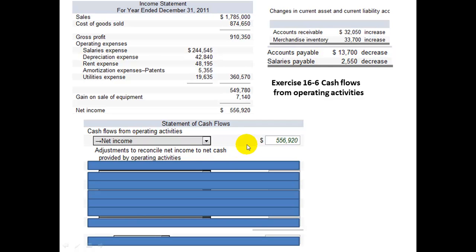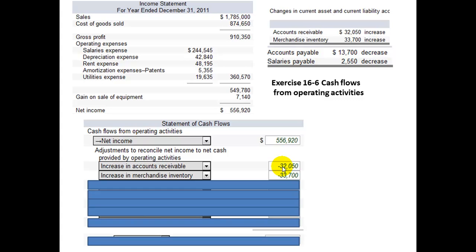flows from operating activities by making our first adjustment, which would be increase in accounts receivable. So it looks like accounts receivable went up during this accounting period. So if they went up from one accounting period to the next, in this case by $32,050, that means that less cash was collected, therefore it reduces the cash from operating activities by, in this case, $32,050.